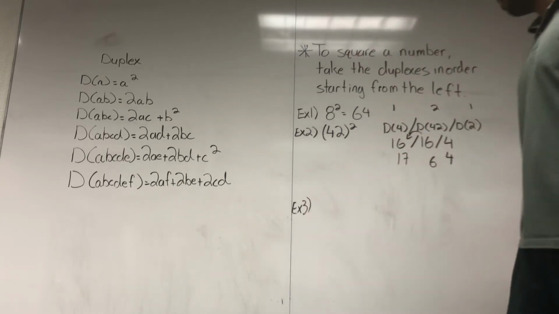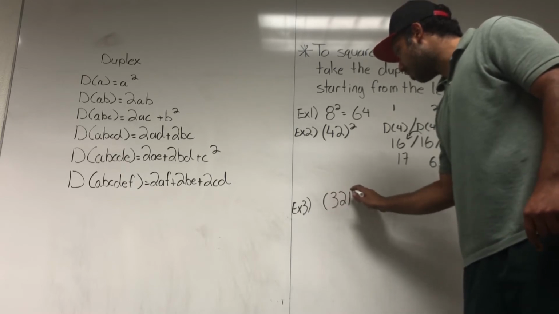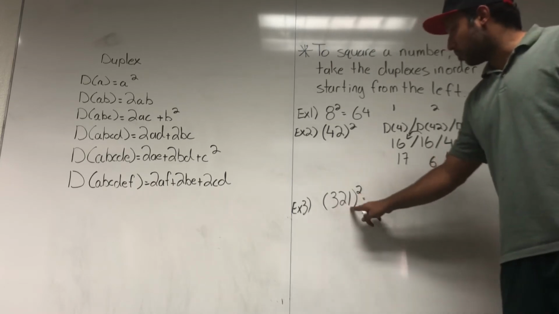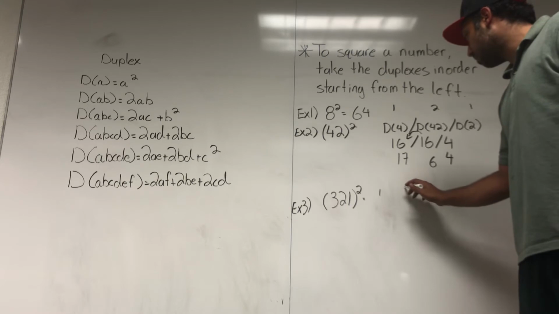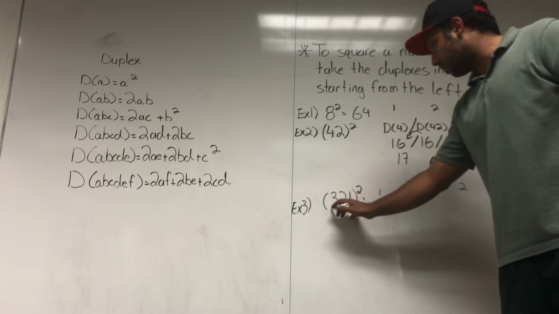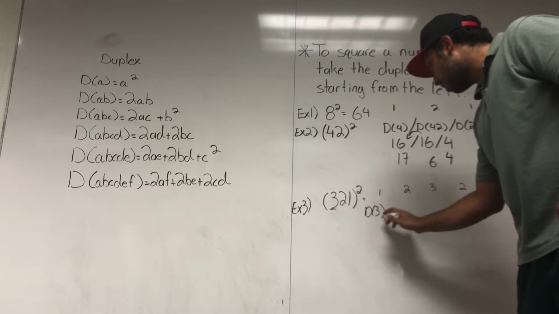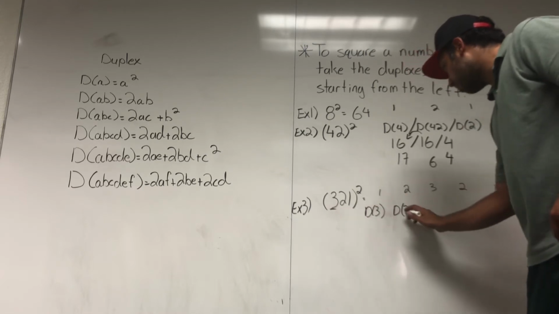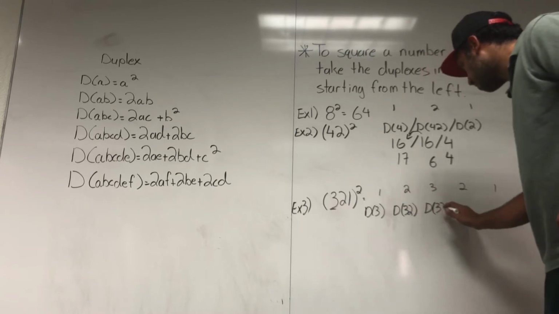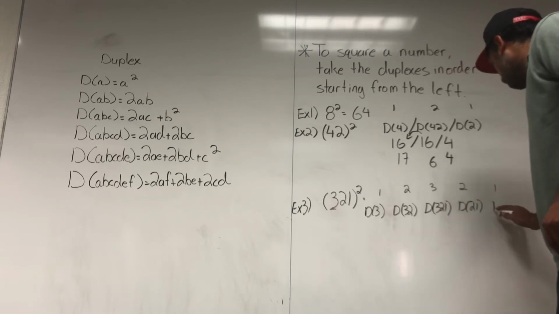Might as well go for a 3-digit number, right? What is 321 squared? This time it's going to have a 1, 2, 3, 2, 1 pattern. So let me write that first. 1, 2, 3, 2, 1 pattern. We have to find the duplex of just 3, right? One last time I'll write it like this. Duplex of 3, duplex of 32, duplex of 321, duplex of 21, and the duplex of just 1.